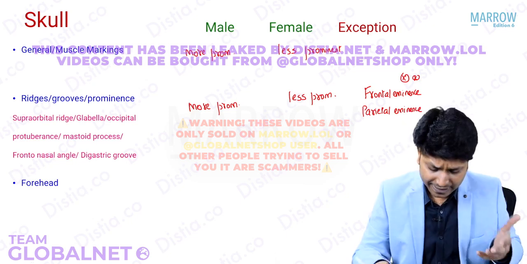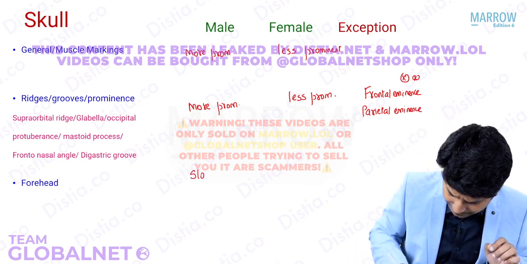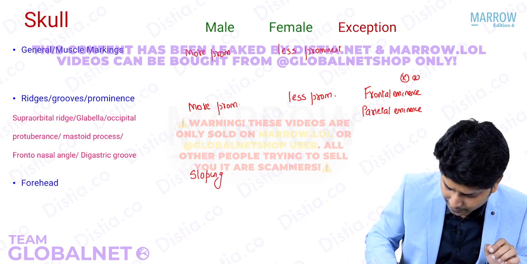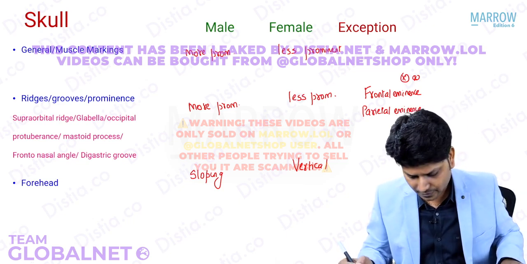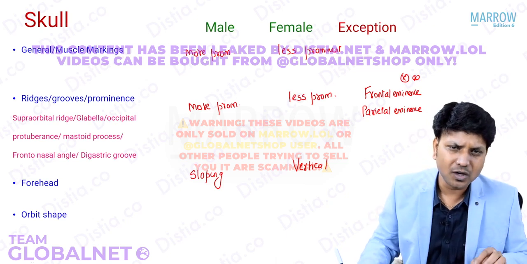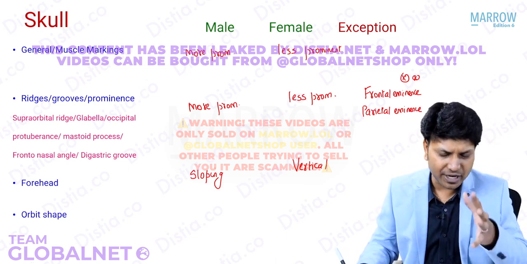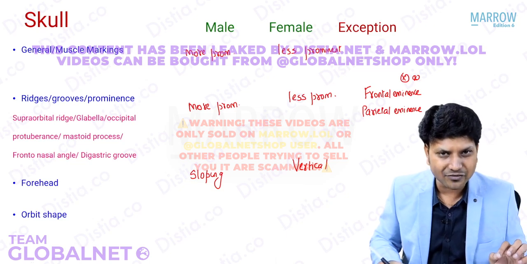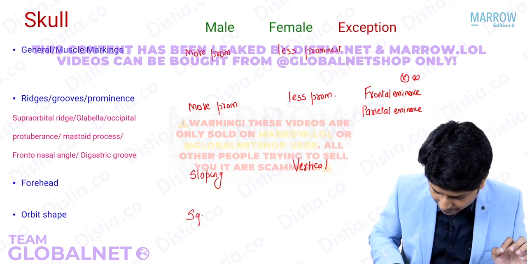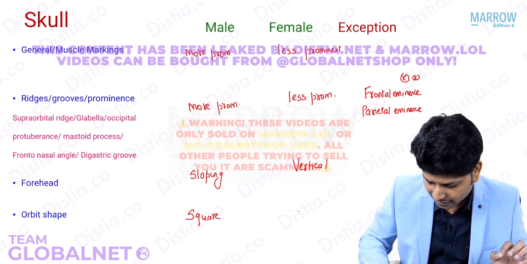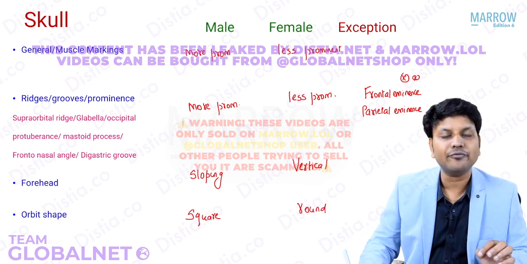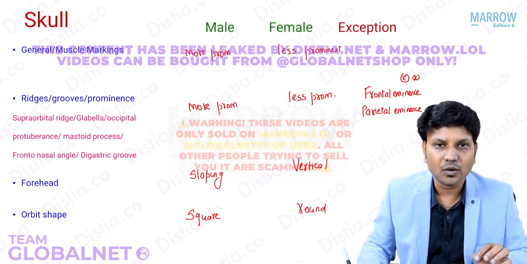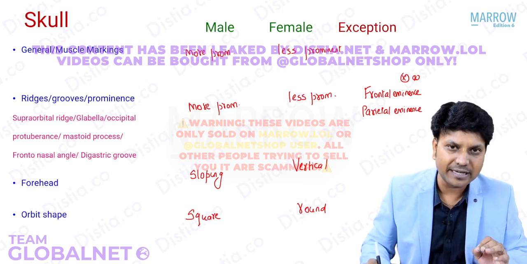Then what about the forehead? In case of male, the forehead is slopy, whereas in case of female, the forehead is vertical. What about the orbit? If you look at the orbit shape, in males it is approximately square. In females, it is round. These are the main differences that you can see from the skull.